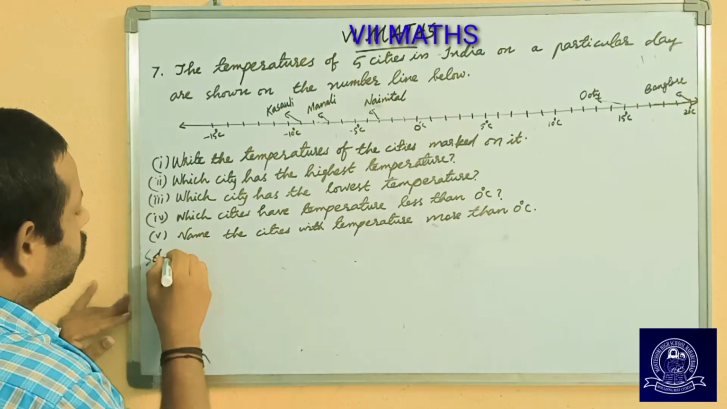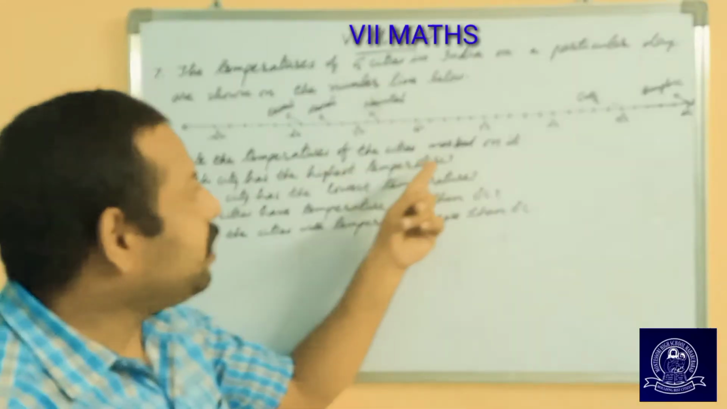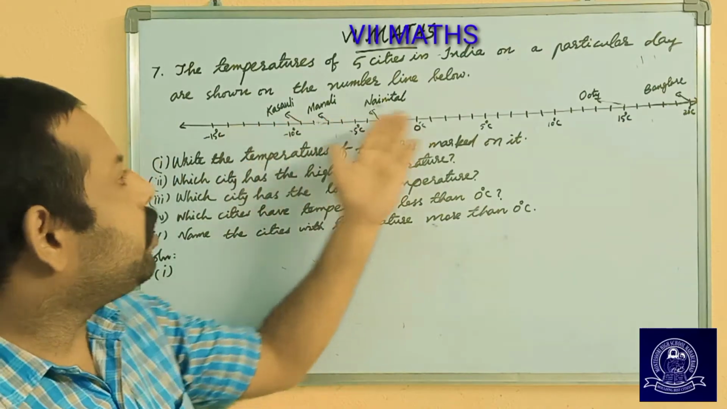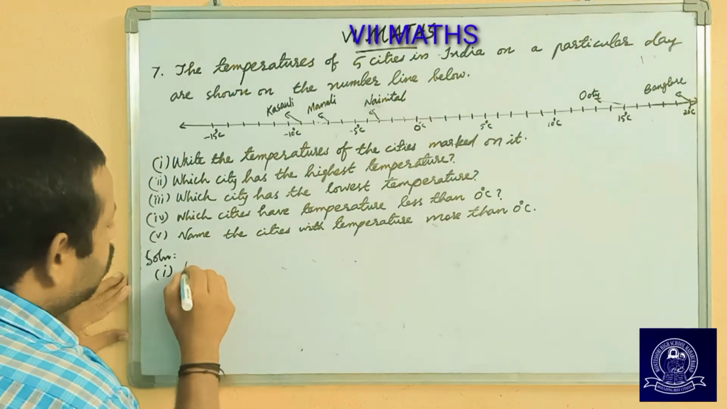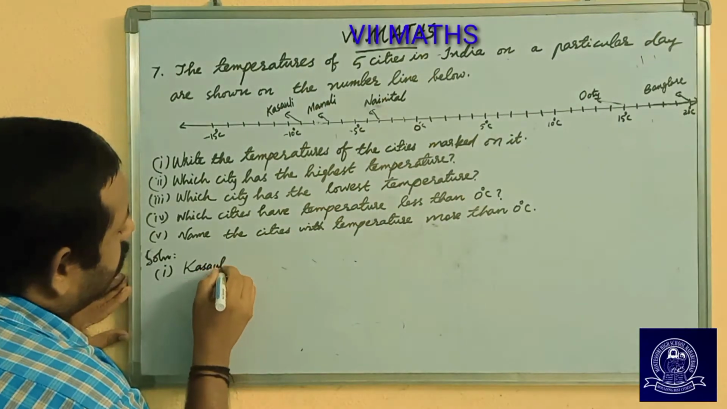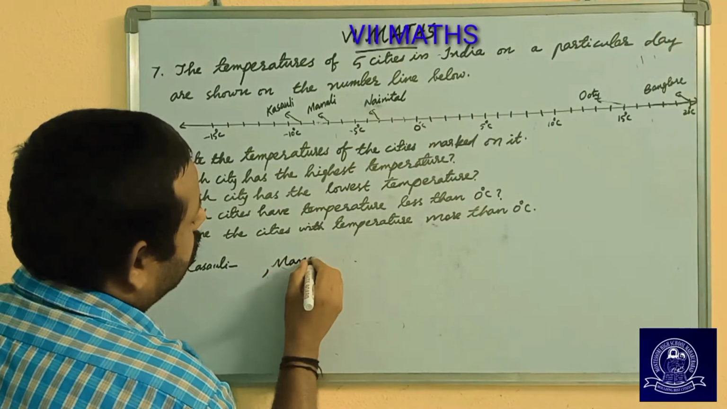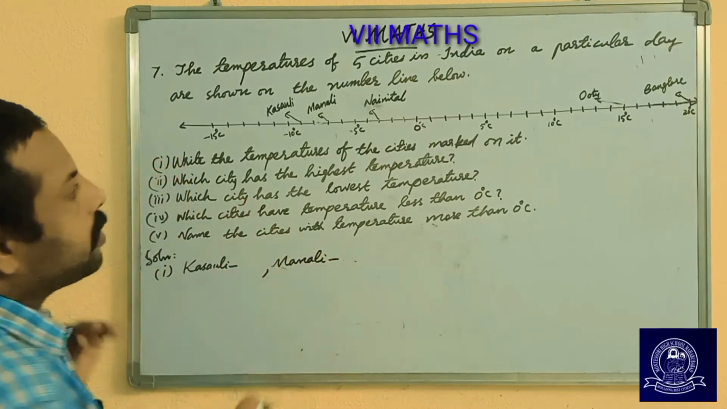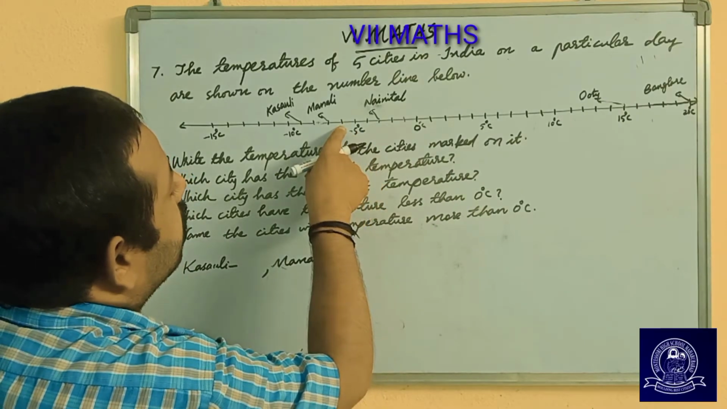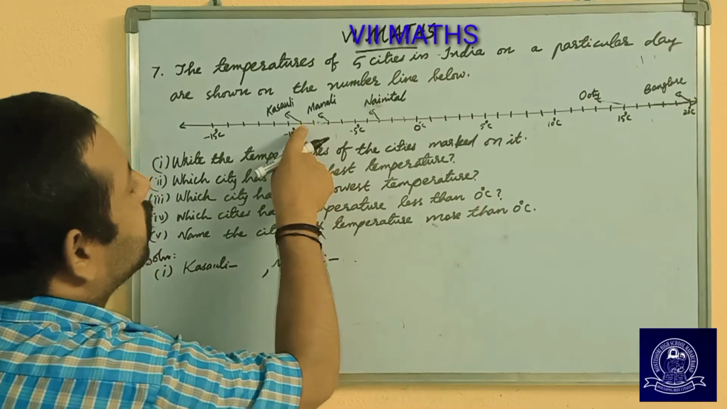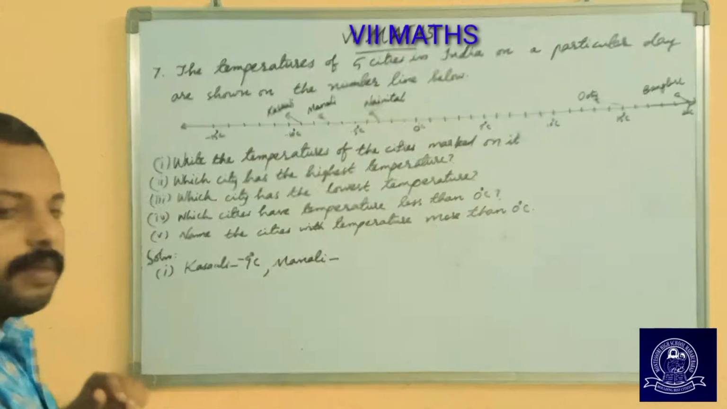Solutions. First one, write the temperatures of the cities marked on it. 5 cities are marked. Let us write those cities first. Kasauli. Let us find out. Manali. Kasauli, what is the temperature? Let us see. 0 is marked here. -5 is here. Let's see, -6, -7, -8, -9 degrees Celsius. -9 degrees Celsius is the temperature of Kasauli.